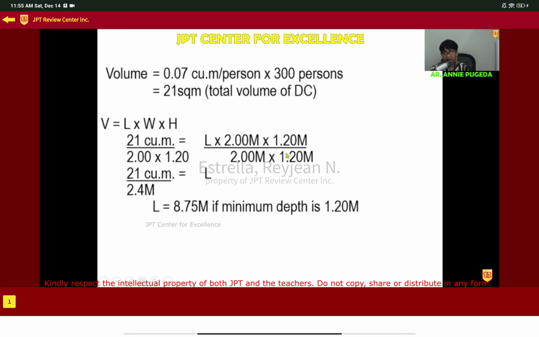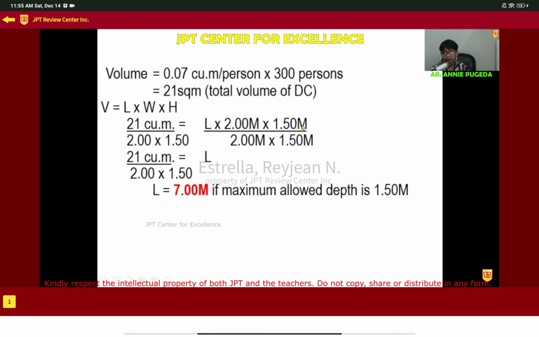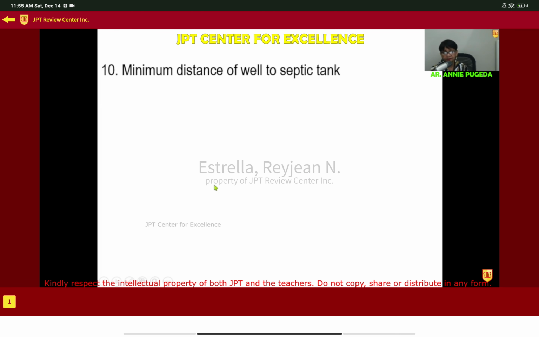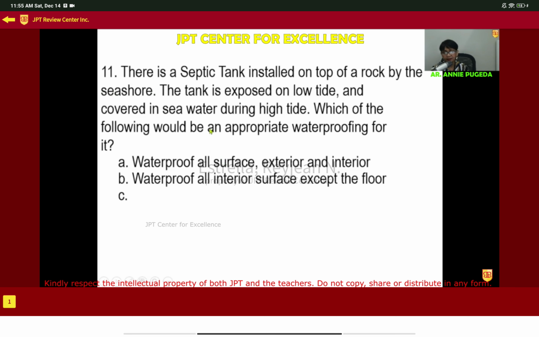If you use a depth of 1.2 in the formula, you get 8.75, which is not in the choices. If you use 1.5, the 7 comes up. So that fits. The answer is 7. The minimum distance of a well to a septic tank would always be 15 meters. Okay. Next.